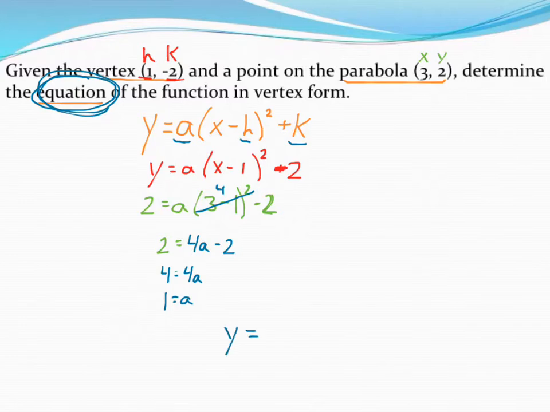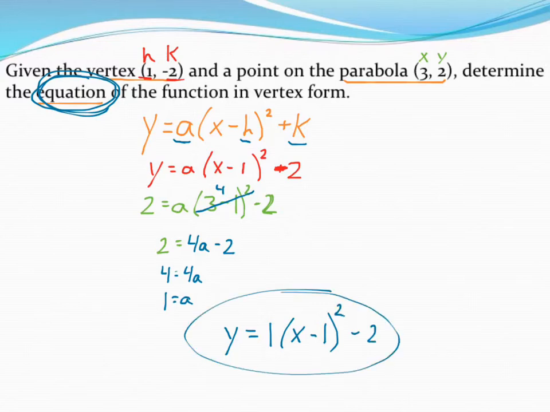So y equals a, which we found to be 1, times x, and then the vertex we said was -1, so that it would actually shift it to the right one, the opposite, squared, and then -2. So this is going to be the equation of the parabola described up above.